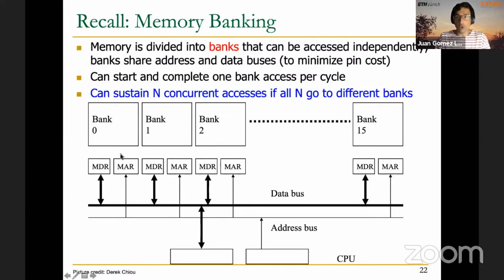If we have two ports, this means that we can access two addresses at the same time from this bank. Of course, this will come with some circuitry that you need to design to do that, right? But in theory, in principle, it's possible to have multiple banks, multiple ports to different banks.